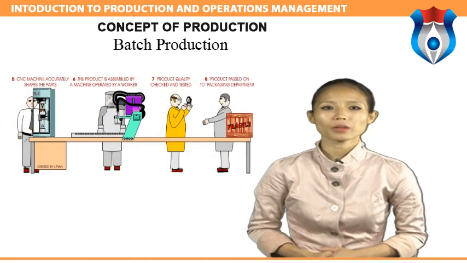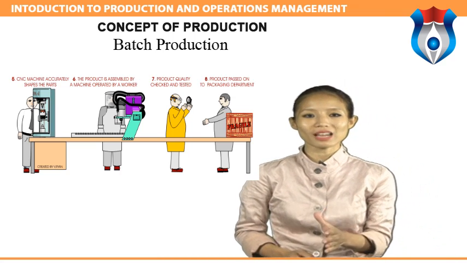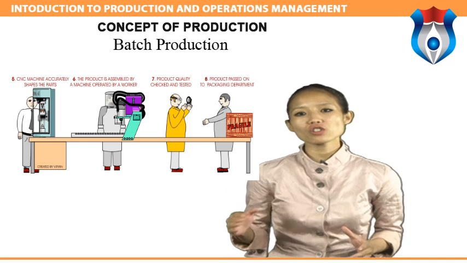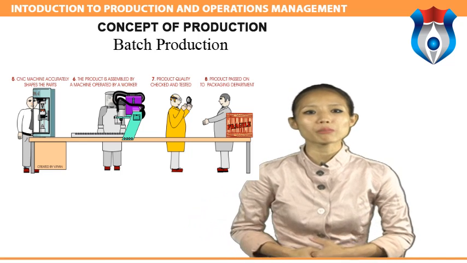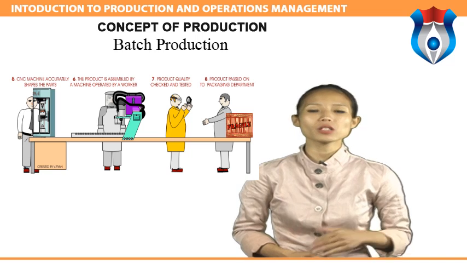Batch production. Batch production is defined by the American Production and Inventory Control Society (APICS) as a form of manufacturing in which the job passes through the functional departments in lots or batches and each lot may have a different routing.